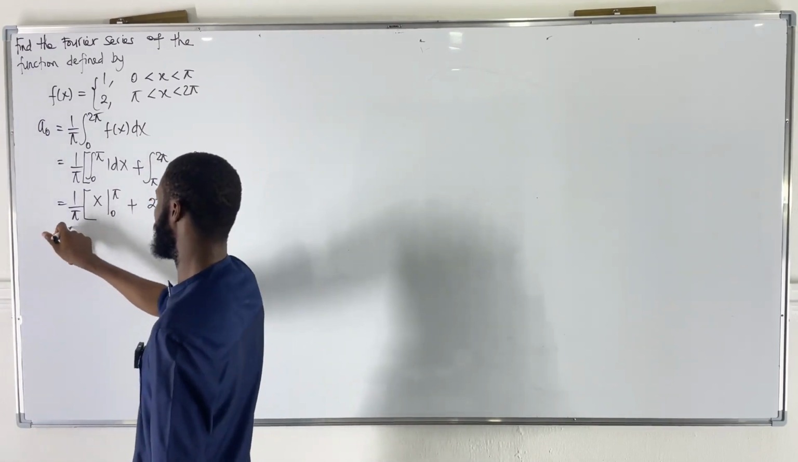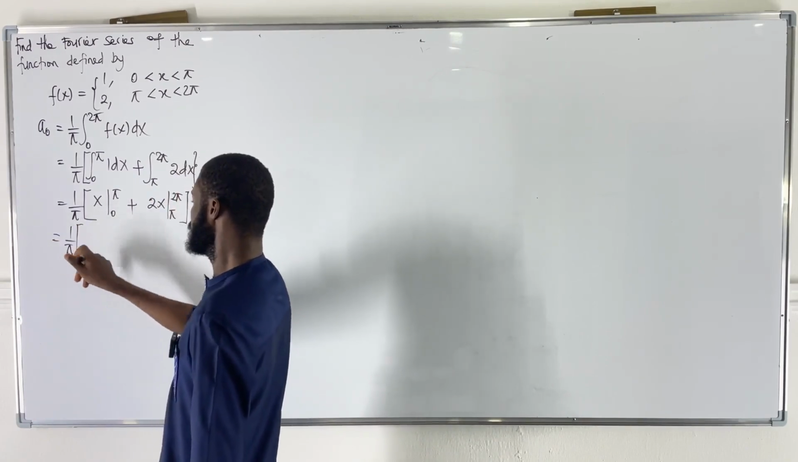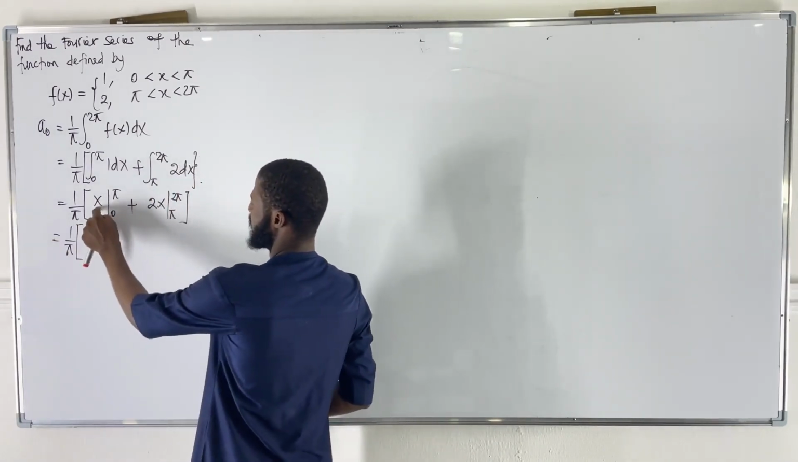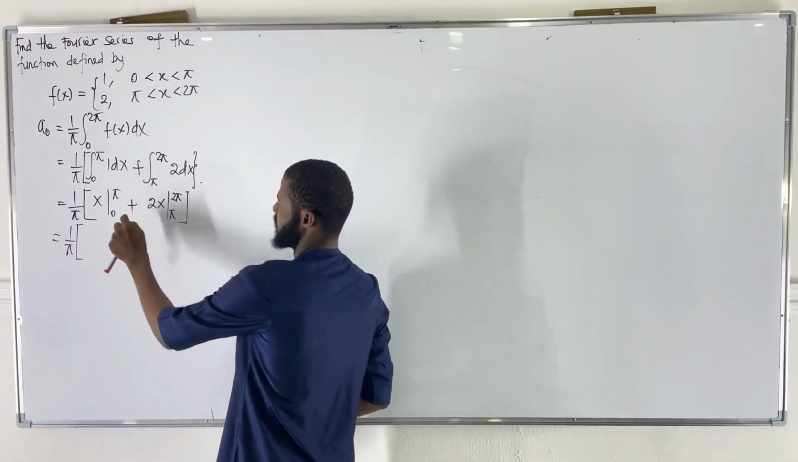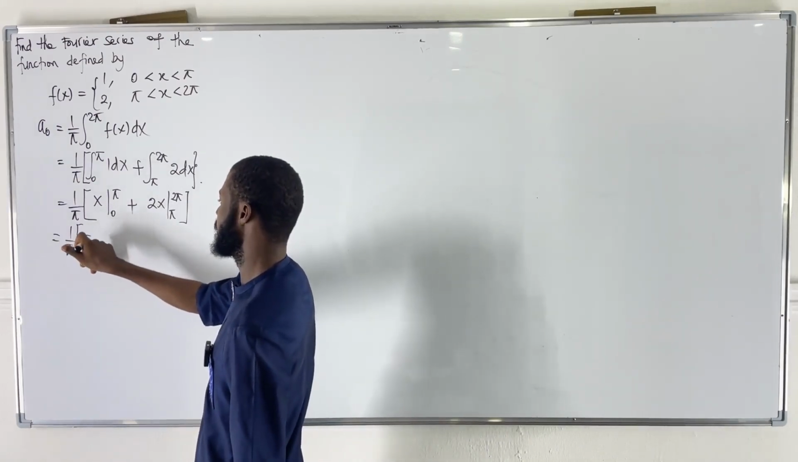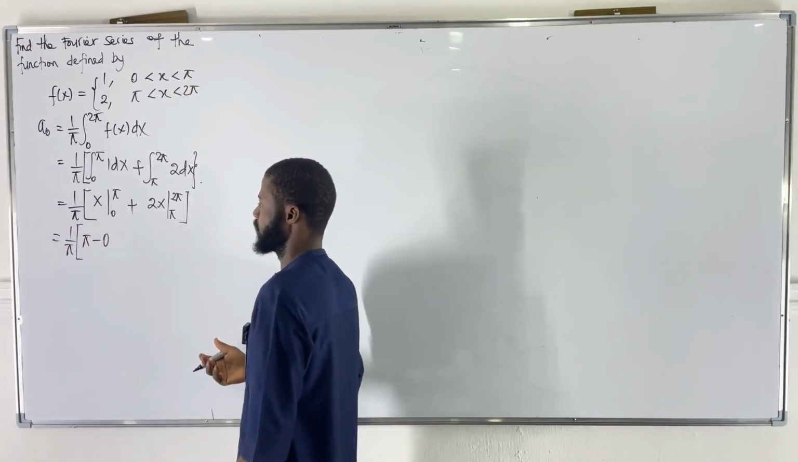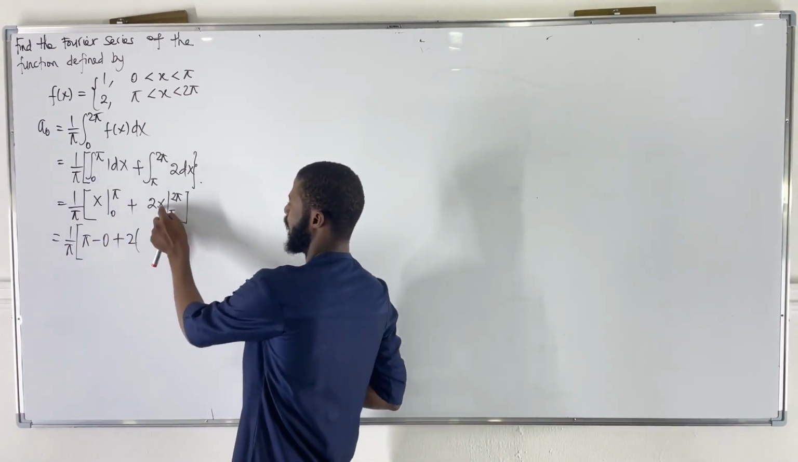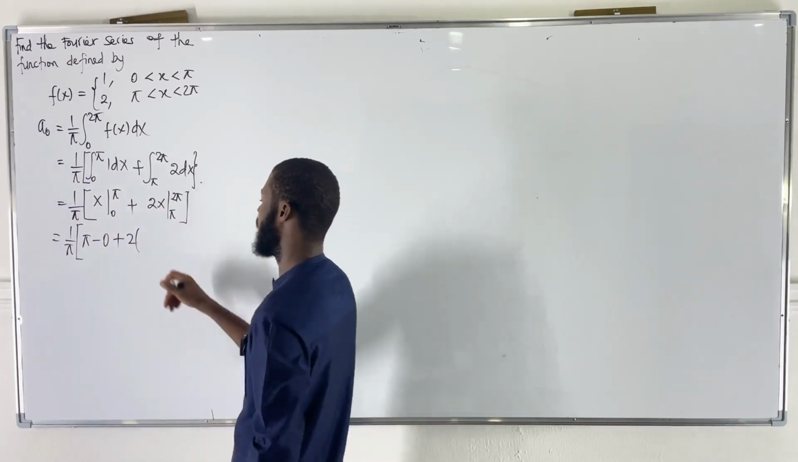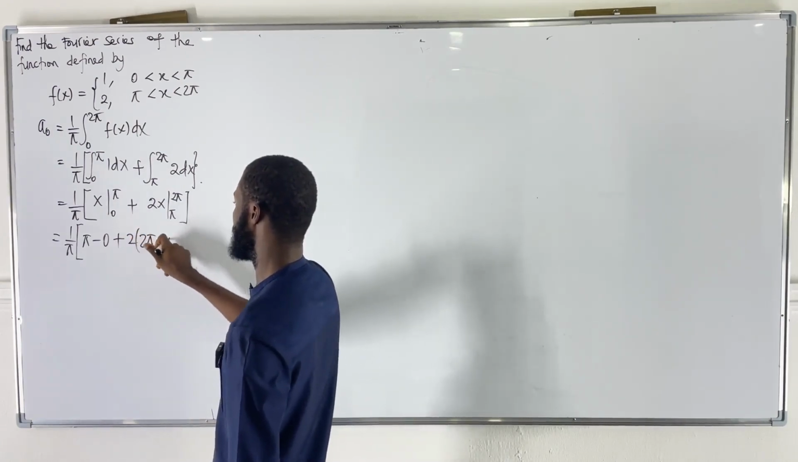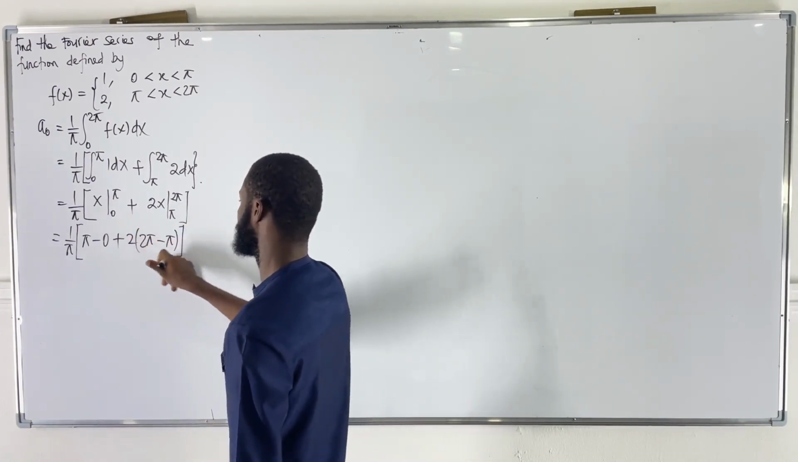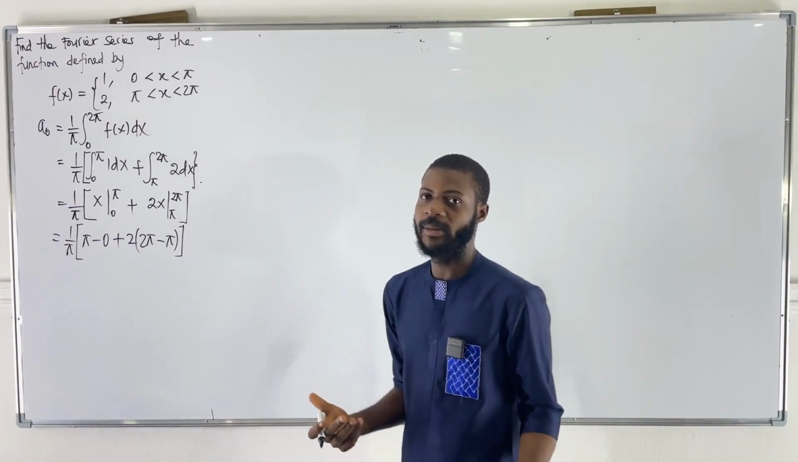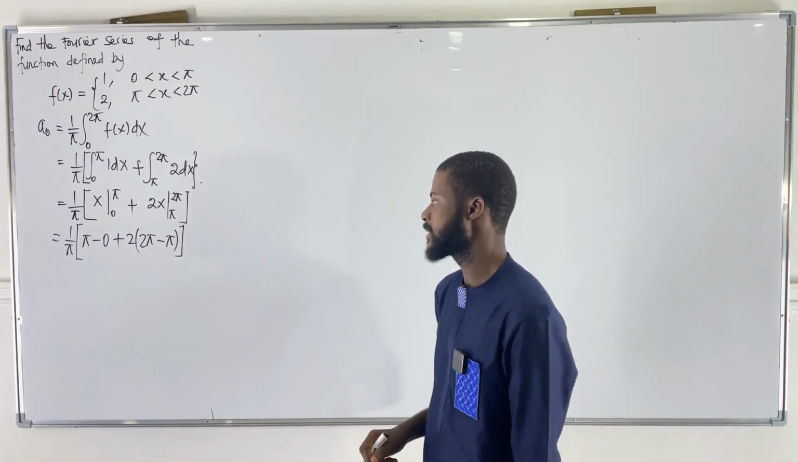Now this will become 1 over pi. Now here, anywhere you see x, you're basically going to put pi and 0. So this will be pi minus 0. Plus 2 into, anywhere you see x here, you put 2 pi and pi. So this will be 2 pi minus pi. The upper and the lower limits, you need to do them like that.